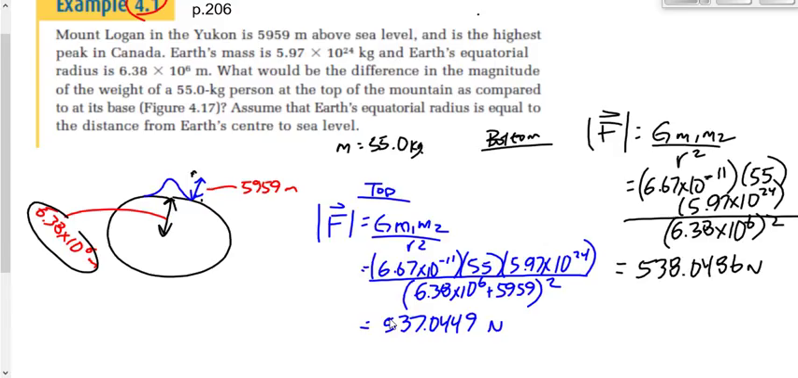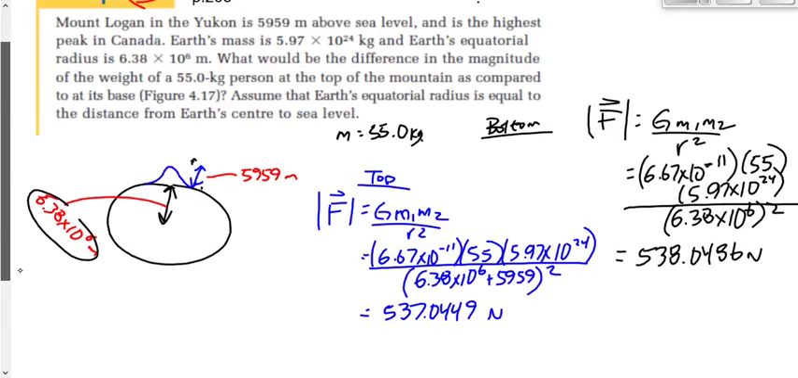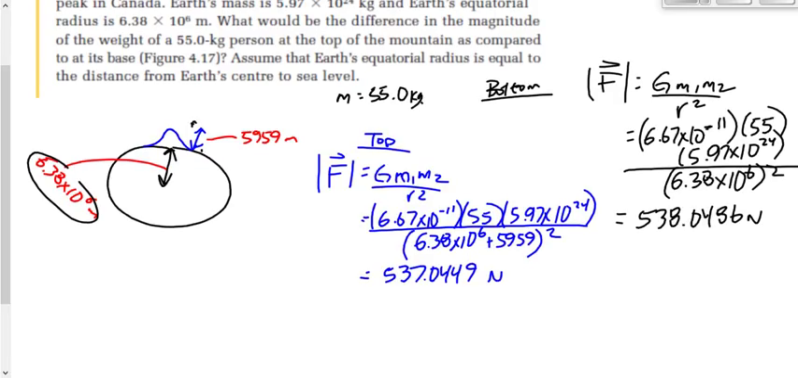What was the question again? What's the difference in the magnitude of the weight of this person? The weight of the person at the top is 537. At the bottom, it's 538. Is there much difference? No, not much difference at all. But is it measurable? Yeah, absolutely it is. We want to find the difference. All we've got to do is subtract these, right? This is grade 1 math now.